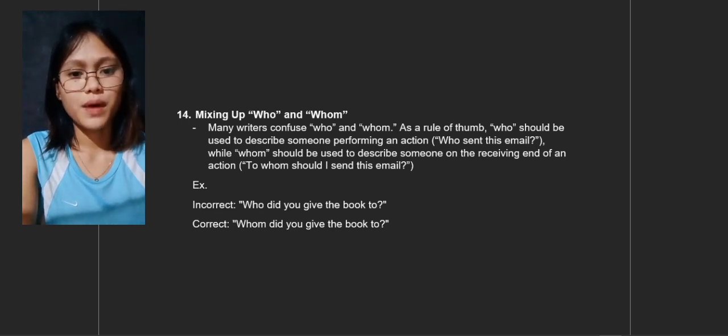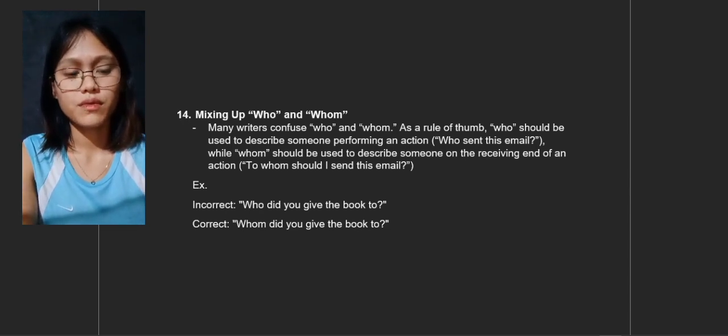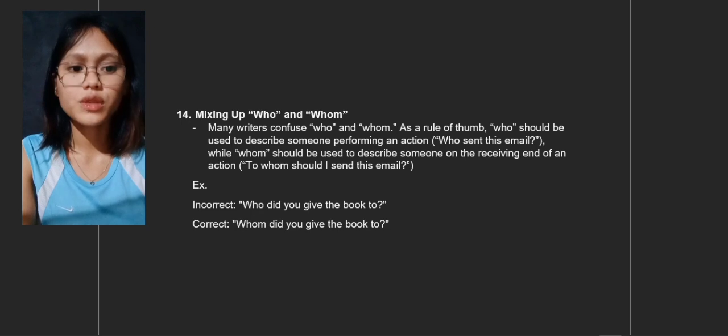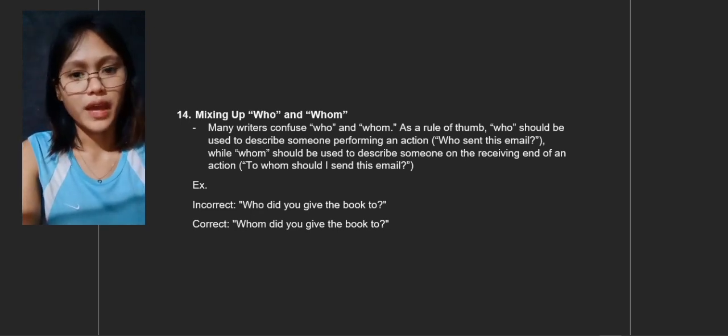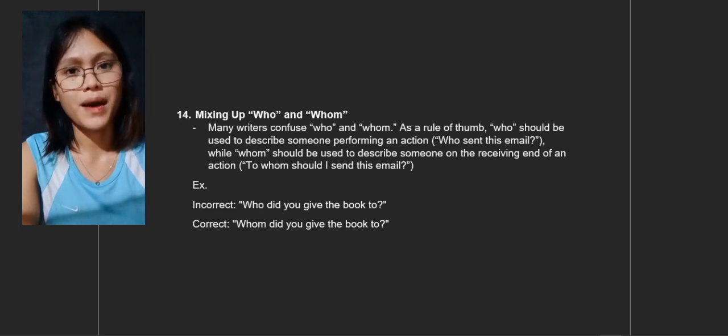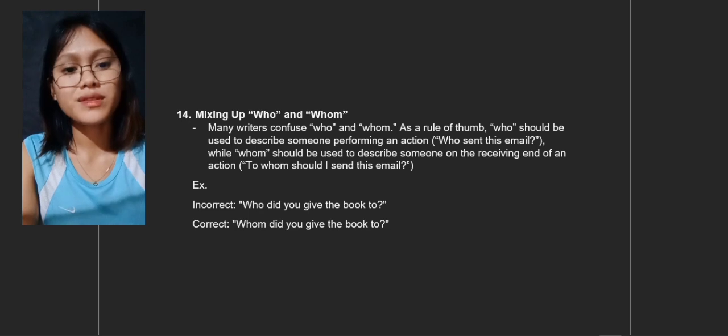An incorrect example for this is, who did you give the book to? The correct one should be, whom did you give the book to? It mentioned who is receiving the action, so we will use whom.